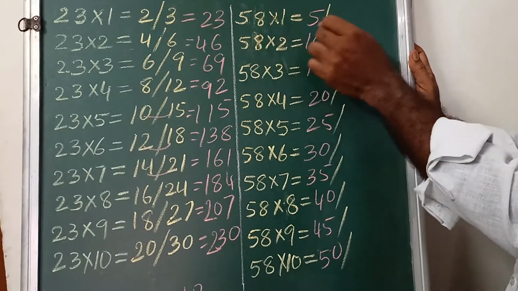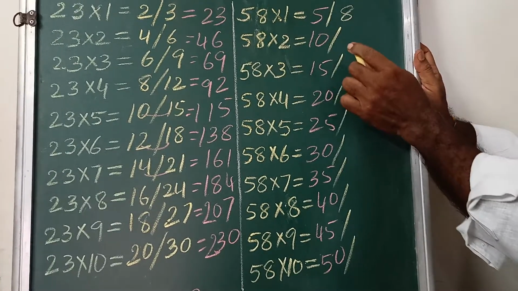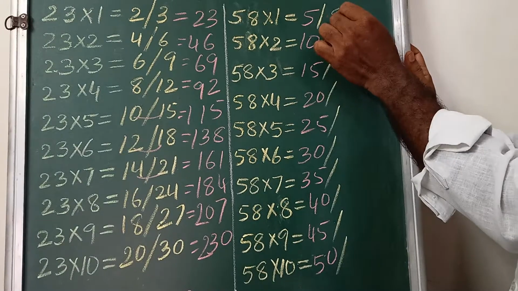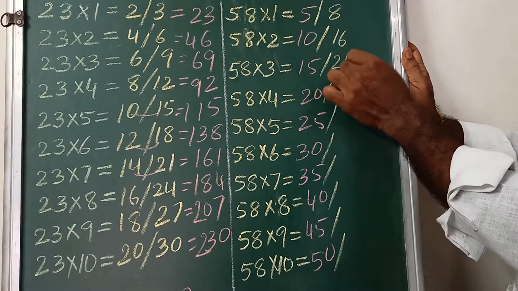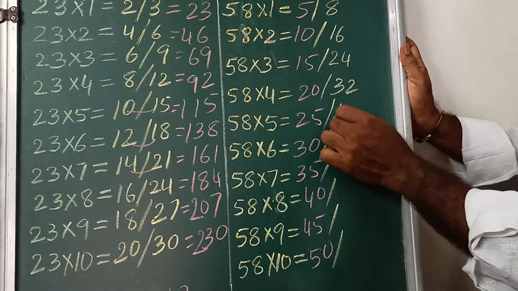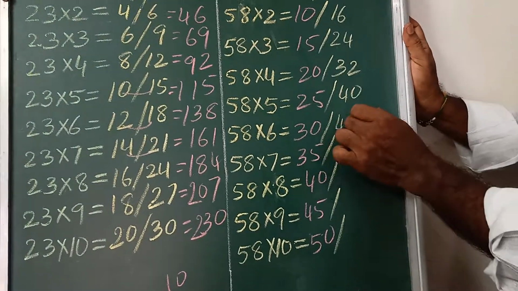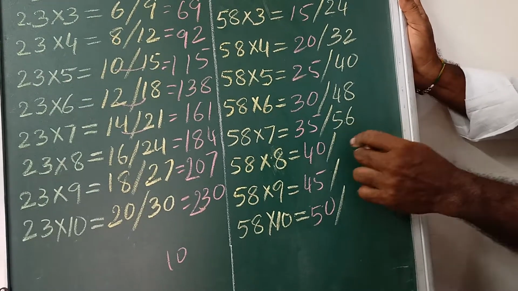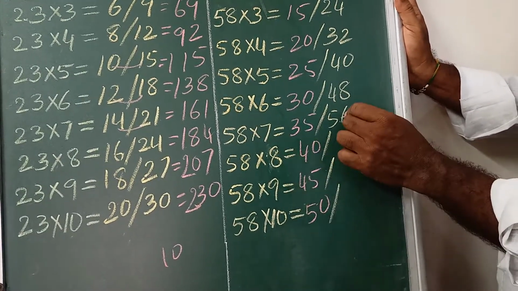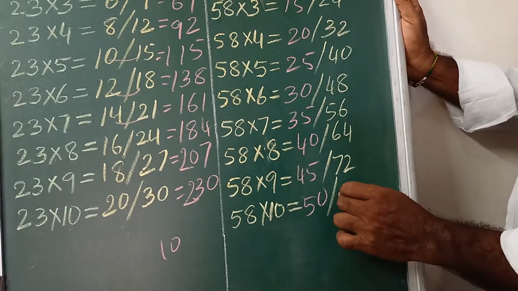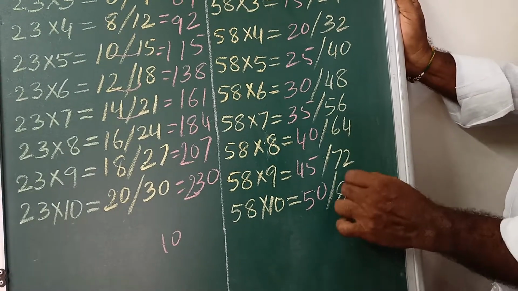And write the 8 table. 8, 16, 24, 32, 40, 48, 56, 64, 72, and 8.